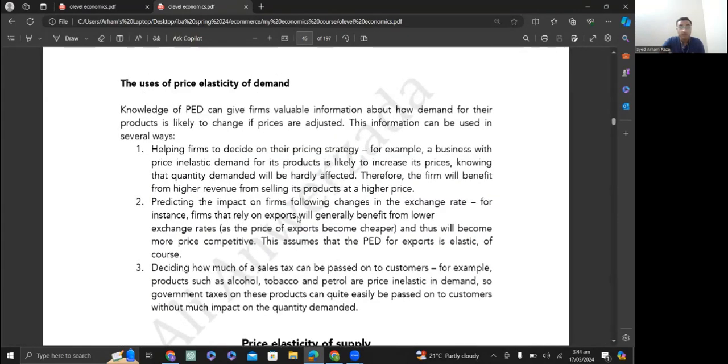Now let's come towards the uses of price elasticity of demand. It helps firms to make pricing decisions, like the table I showed you earlier. This can help a supplier identify whether he can increase or decrease the price, based on the PED of their product. Another use of price elasticity of demand is that firms can predict the impact of a change in the exchange rate. For instance, firms that rely on export will generally benefit from lower exchange rates and thus will become more price competitive. This obviously assumes that the PED of your export is elastic.